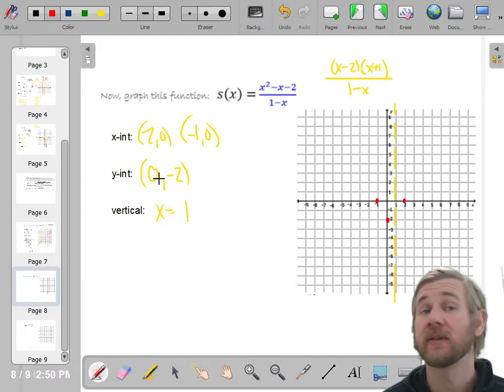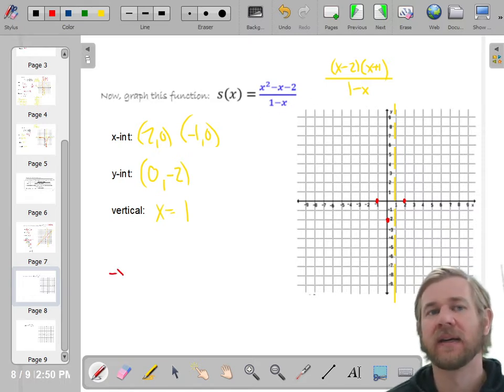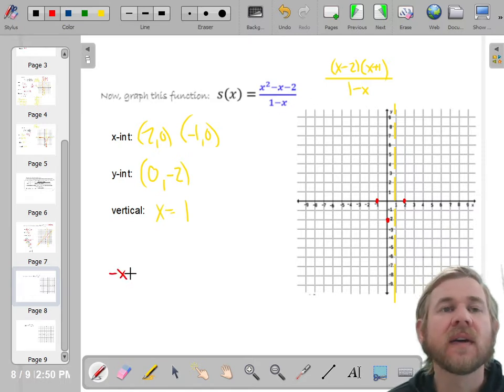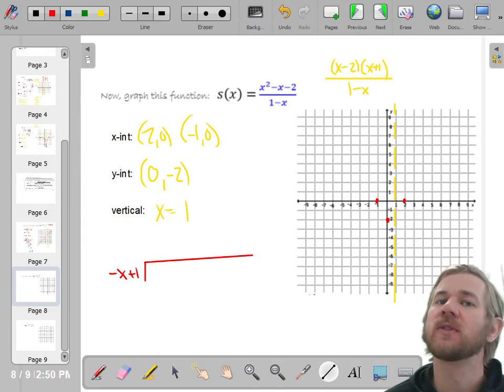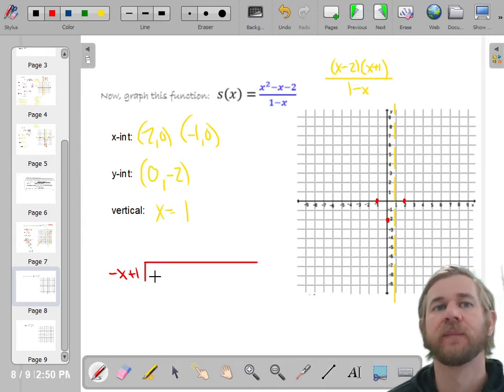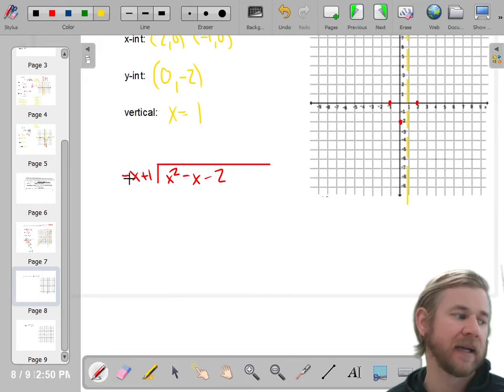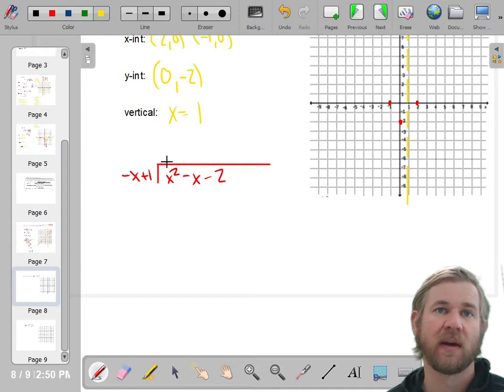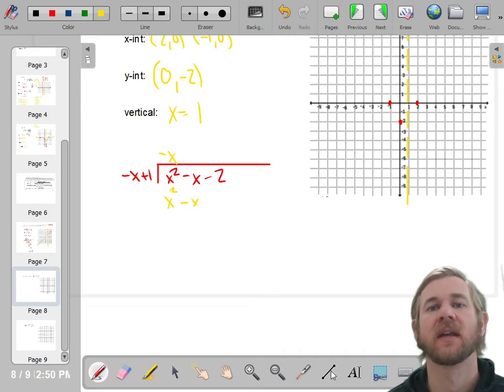All right, now what I need to do is find the slant asymptote. So I'm going to write this in standard form for my divide. Negative x plus 1. And then, I don't like it. You want to use standard form, so I'm going to rewrite the order there. X squared minus x minus 2. Now, what am I going to multiply negative x by to get positive x squared? That would be negative x. Negative x times negative x is positive x squared, and 1 times negative x is negative x.